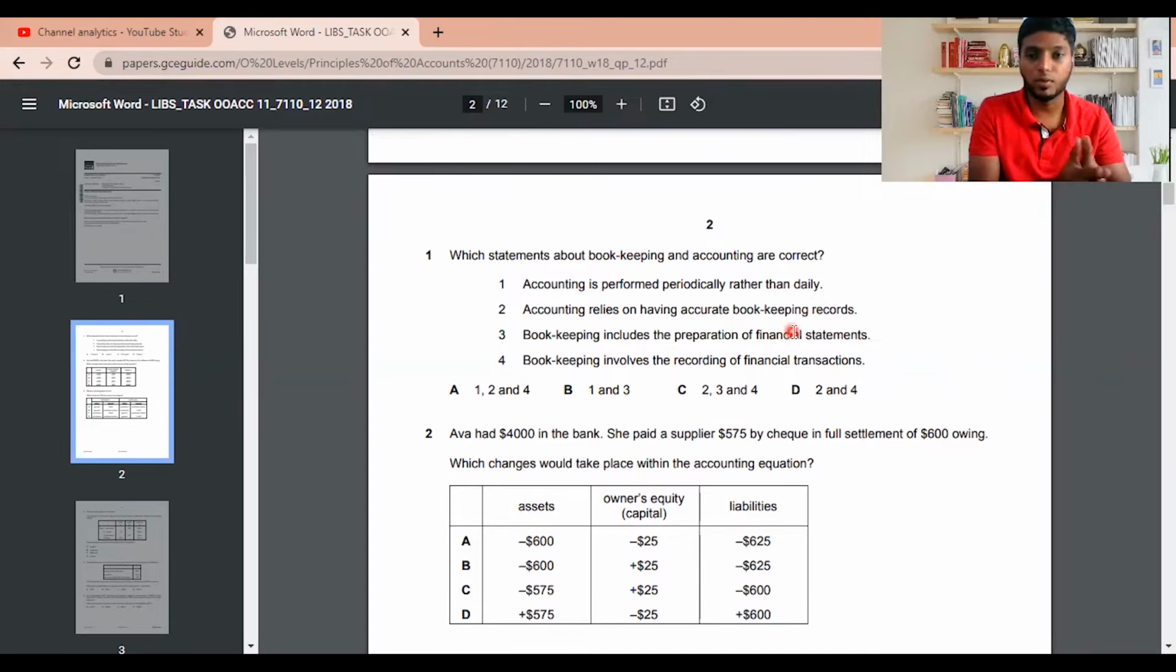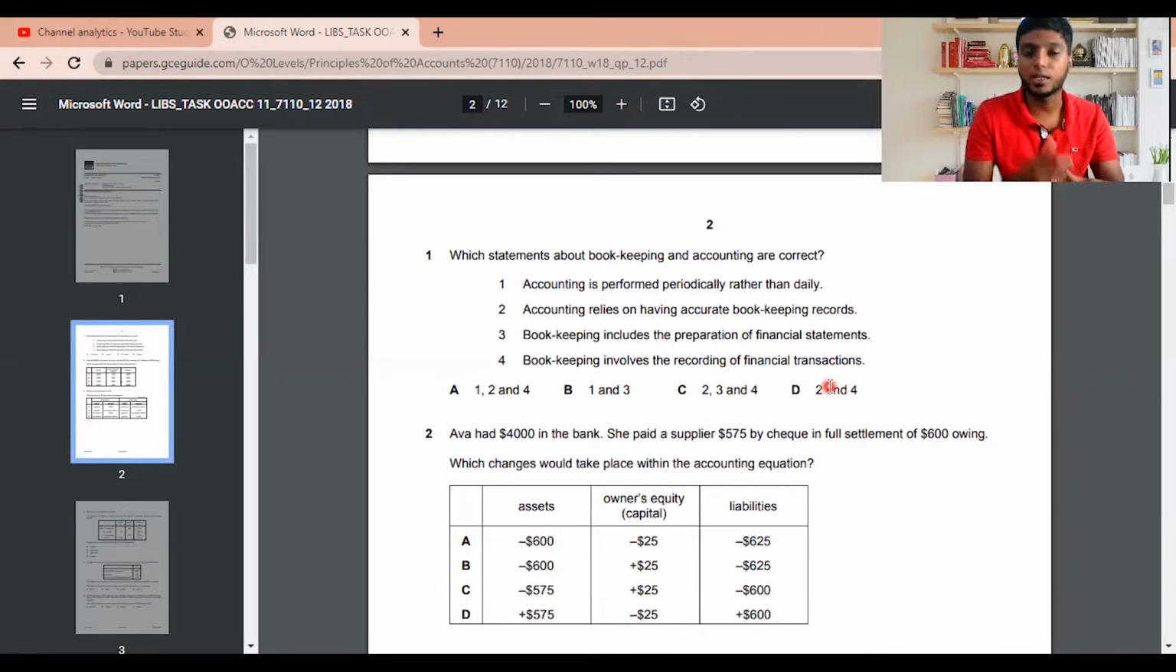Of course, why do we need to have accounting? We need to know that the accounting records are correct and accurate, then only will people be able to understand it and invest more in the business. Bookkeeping includes the preparation of financial statements. A bookkeeper never prepares financial statements. His focus is only on recording the transactions. And the fourth one, bookkeeping involves the recording of financial transactions. As we already said, the bookkeeper is always recording the day-to-day transactions.